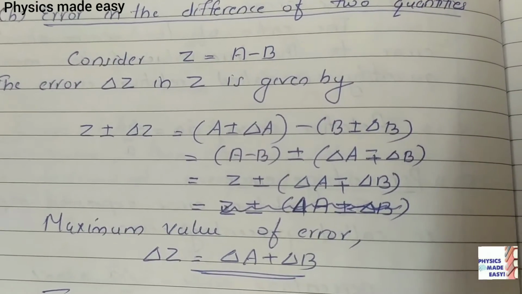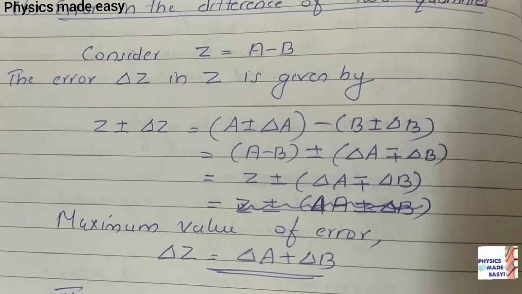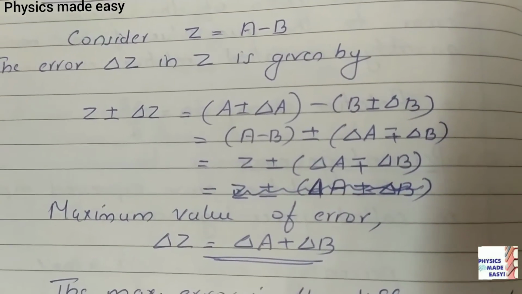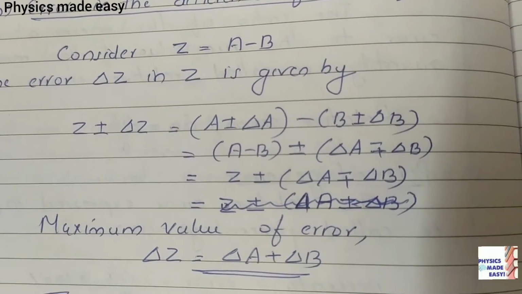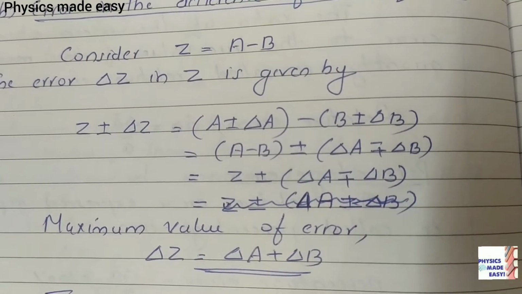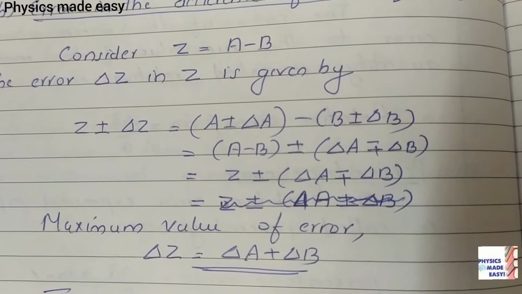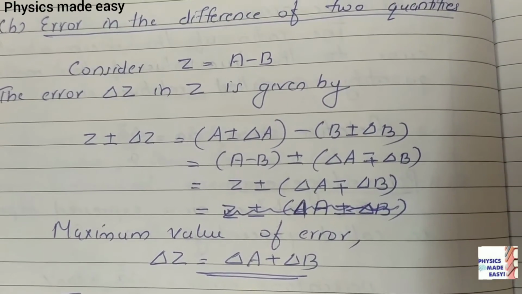So listen children, if you are taking the sum or the difference, then the absolute error in that quantity will be the sum of the absolute errors in the individual quantities. If you are taking the difference also, the error is the sum of the absolute errors in the individual quantities. Okay.